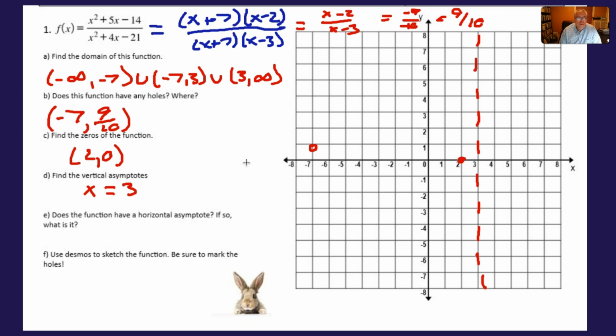Okay, well, does the function have a horizontal asymptote? Yeah, if we look at the ratio of the leading terms, we see that the function for large x is about x squared over x squared, which equals 1. So the horizontal asymptote is going to be y equals 1.